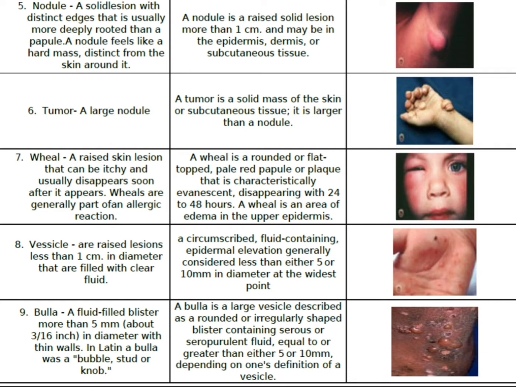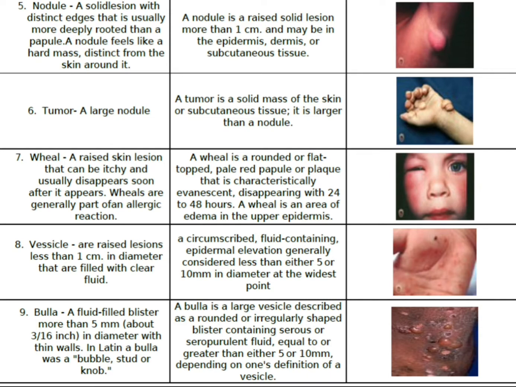8. Vesicle. Vesicles are raised lesions less than 1 centimeter in diameter that are filled with clear fluid. So the description is it is a circumscribed fluid-containing epidermal elevation, generally considered less than either 5 or 10 millimeters in diameter at the widest point.